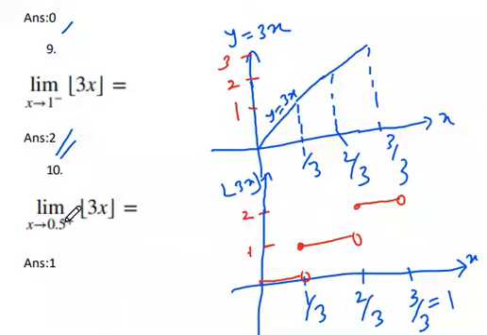Now x approaches 0.5 from the positive side, from the right hand side. So this is 0.5, which is in between 1/3 and 2/3. So this is 1/2, right? We know that at 0.5 this floor function is continuous, and therefore the functional value at that point is 1. So that's why the answer would be 1.